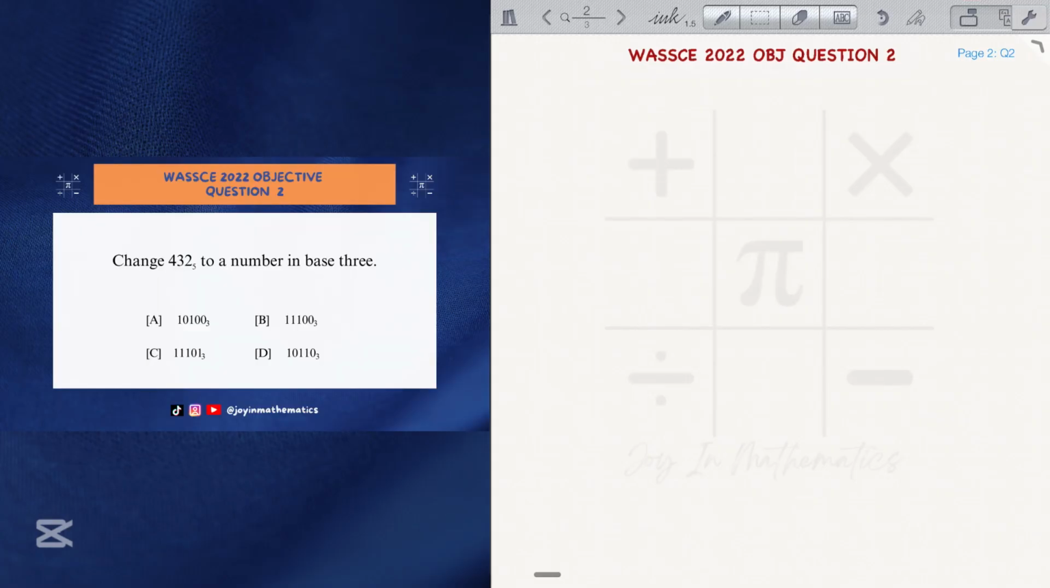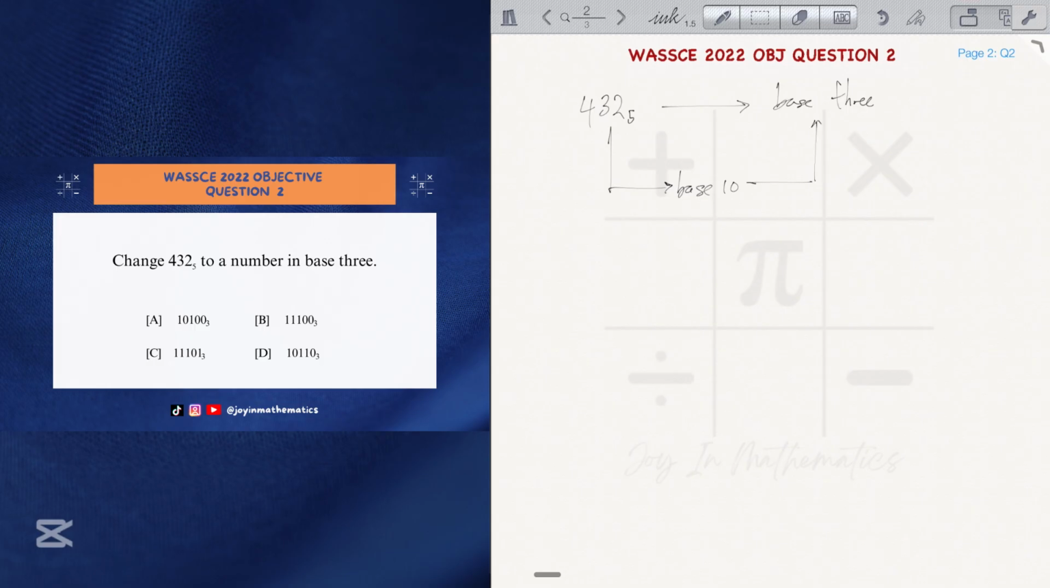Let's move on to question number 2. The question says we should change 432, a number in base 5, to a number in base 3. To do this, we have to pass through the conversion to base 10. So we'll first convert it to base 10, and from there we'll convert it to base 3.